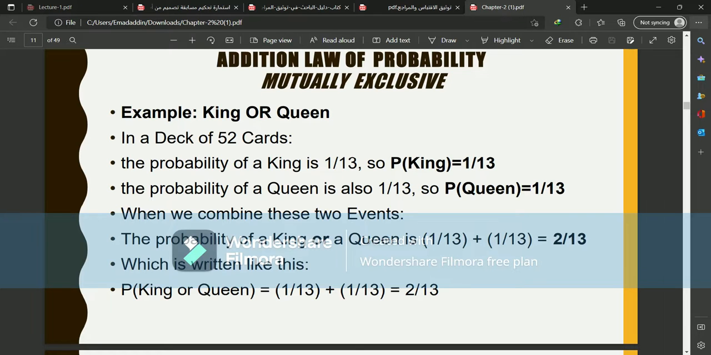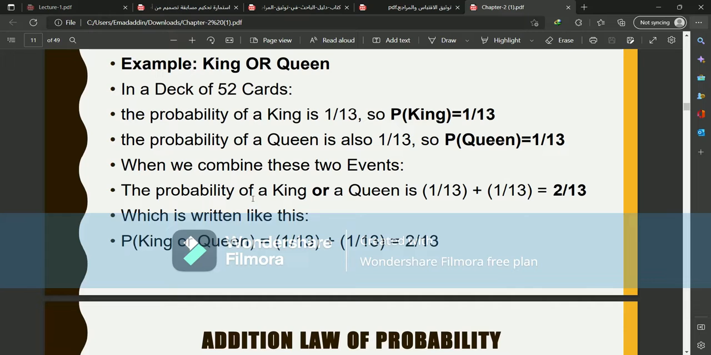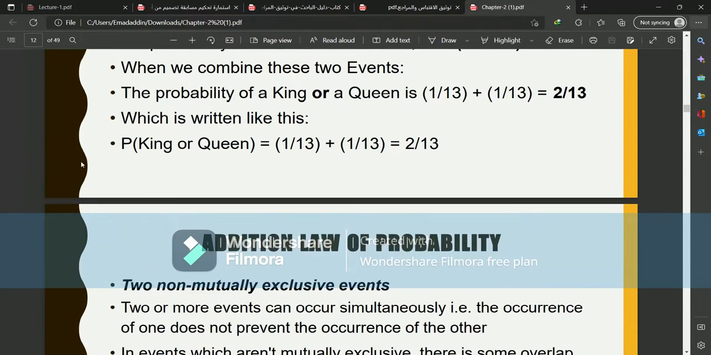When we combine these two events, the probability of a king or a queen is 1/13 plus 1/13, which equals 2/13. This is written like this: P(king or queen), either one of these, equals 1/13 plus 1/13 equals 2/13.